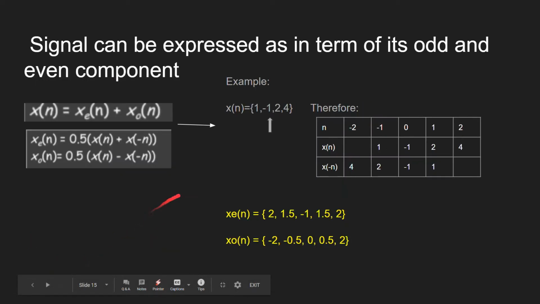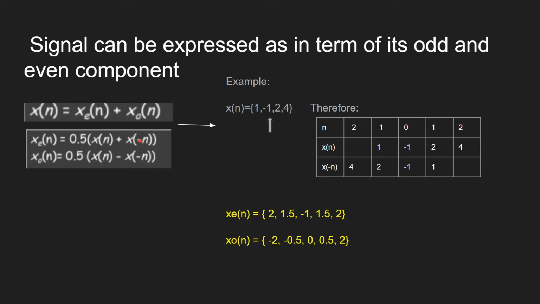Next, the example for calculating the odd and even components is given here. The formula for calculating the even component is half of x of n plus x of minus n. If you are only given x of n such as this, you will have to find x of minus n, and then depending on this formula, you can calculate the even and odd components. For this, I have given the calculation here of x of n and x of minus n.